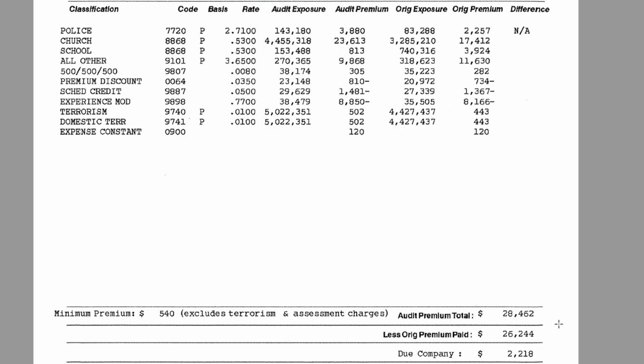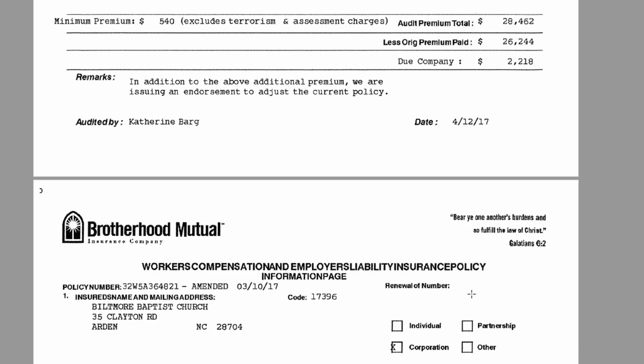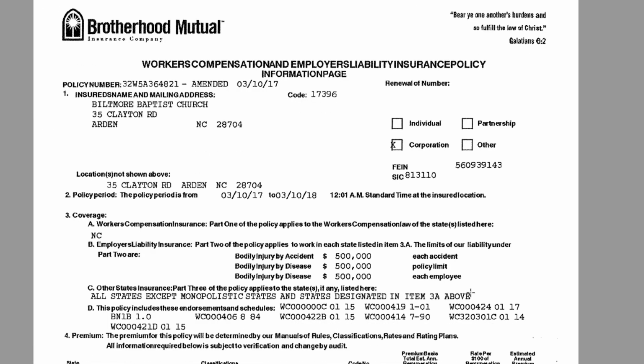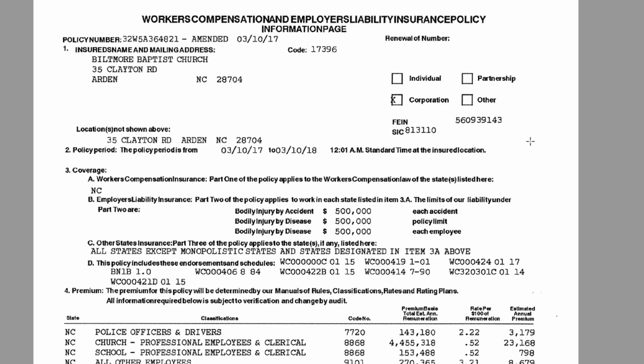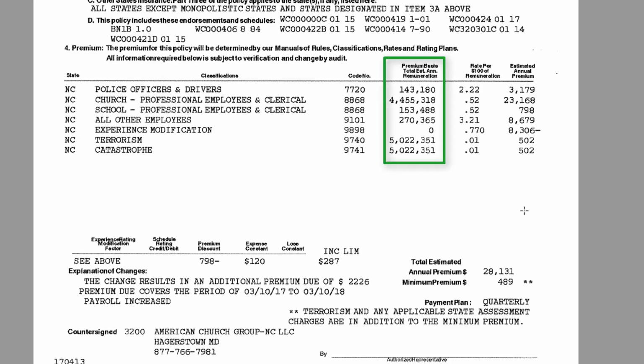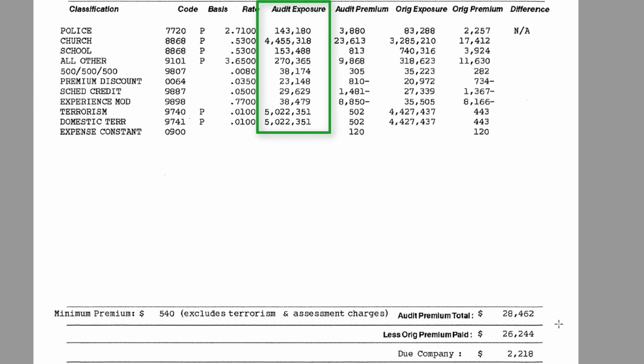Brotherhood takes these figures, and we go to the next page, and based on the new figures that they have, which would be the audit exposure, you can match up the numbers from the police, 143,180. You can see that Brotherhood increased the payroll on the policy now to match the figures that were on the audit payroll. So the 143,180 and on down through the whole list of classifications. And because this is the new policy for this coming year, there's also an increase. The payroll went up, so the premium also increased.